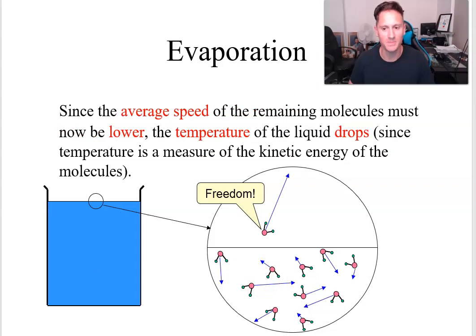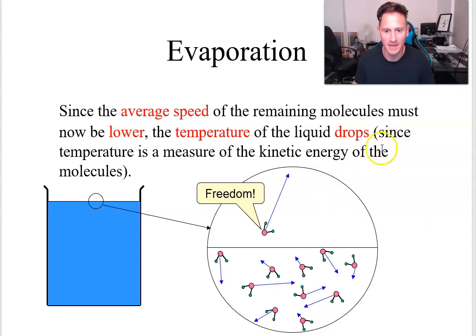Since the average speed of the remaining molecules must now be lower, what I'm saying is if the faster ones are able to escape, then it makes sense that the ones that are left over are a little bit slower. Therefore, the temperature of the liquid drops. And this is because of temperature, so thermometer, the temperature scale we use in Australia is degrees Celsius. There's also degrees Fahrenheit used in America, and Kelvin, which is used for a lot of science applications.